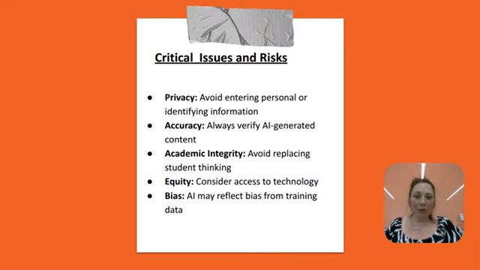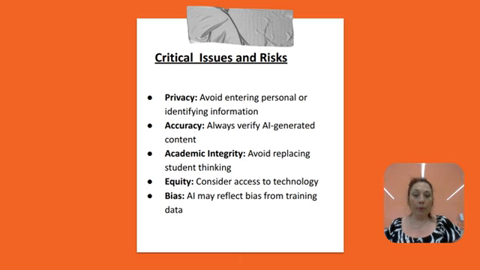Critical issues and risks. There are broader ethical and practical risks to keep in mind. Privacy is a major concern. We should never enter personal or identifying information about children into AI tools. Accuracy is another issue. AI generated content should always be reviewed and verified before being shared with learners. We also need to think about academic integrity. AI should support student thinking, not replace it.